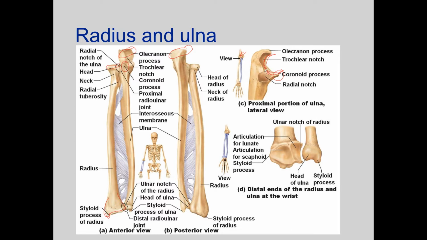On the side, there's also a radial notch, which is a little divot that accommodates the head of the radius. So you need to be able to tell me which one is the radius and which one is the ulna. Oh, also, the ulna has a styloid process of its own, so it's not good enough on the quiz just to say styloid process. You have to say that it's the styloid process of the radius or the ulna. So you have to tell me which bone it's on too.